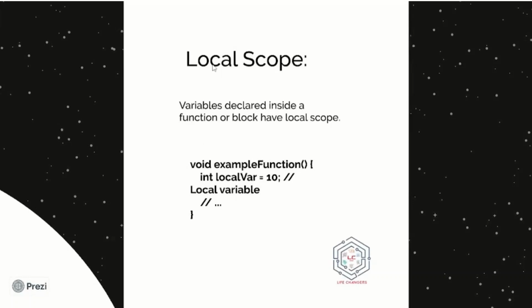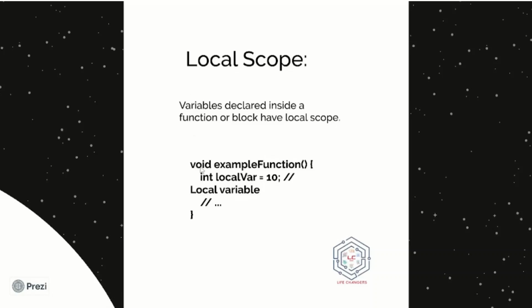Okay, first we start with local scope. Local scope means the variable that is declared inside a function can be accessed only inside that function. A local scope variable cannot be accessed outside the function. So why is this called local scope? Okay, let's see the example.